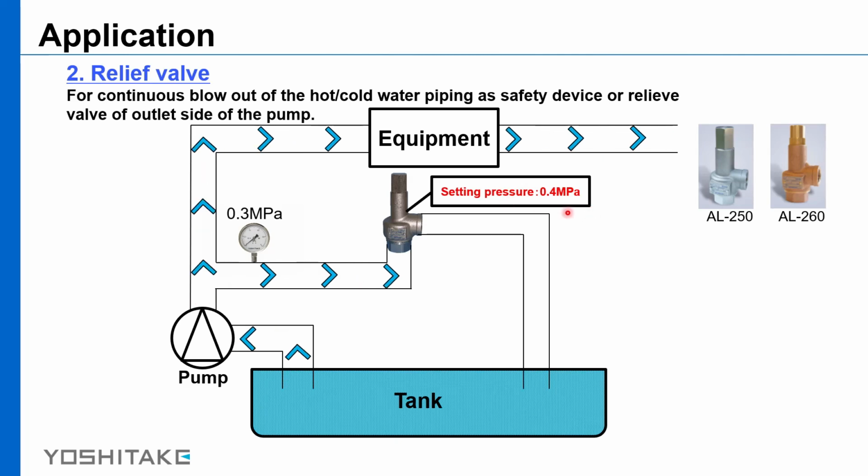The relief valve is not working now. When the equipment is closed, the pressure increases to 0.4 megapascal and the relief valve will operate and relieve excess pressure. It protects the pump against an excessive pressure rise.